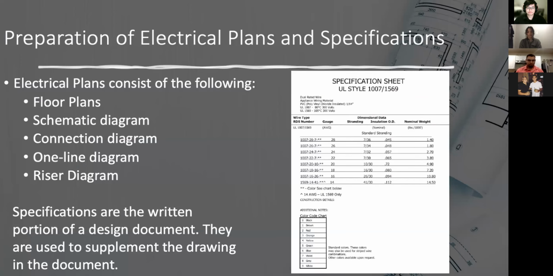And then you have your connection diagram, which is also called the winding diagram. This shows the connections between winding terminals and equipment. Your one line diagram shows the relationship among major equipment. And then your riser diagram expresses the physical relationship between different pieces of equipment.